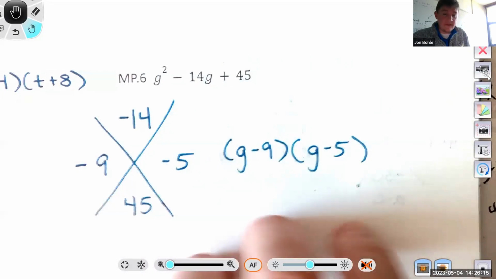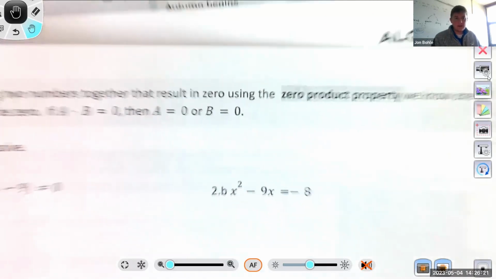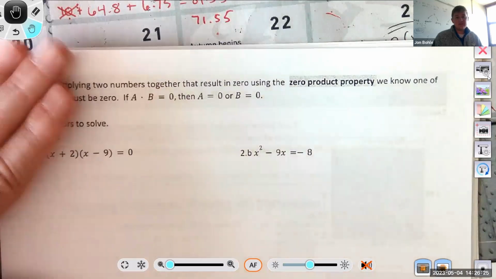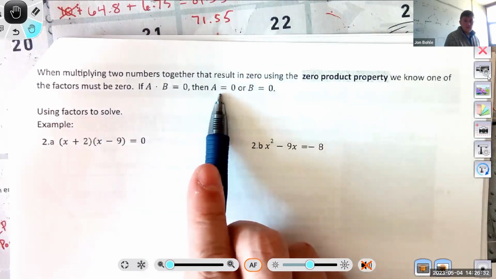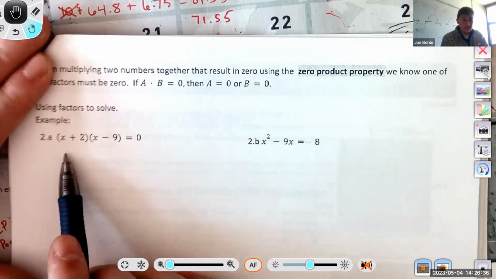Okay, so now that we have factoring down, let's put that to use. In the previous section, we talked quite a bit about the zero product property. If I take one number and multiply it by another number and its answer is 0, then that means one of those two numbers is 0. If a times b equals 0, then either a is 0 or b is 0. So when it's already factored, we worked on problems like this, it's really easy.